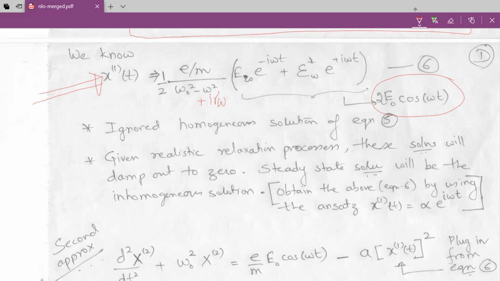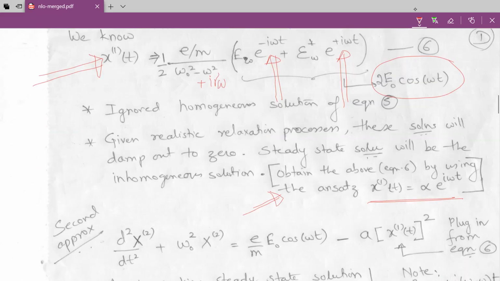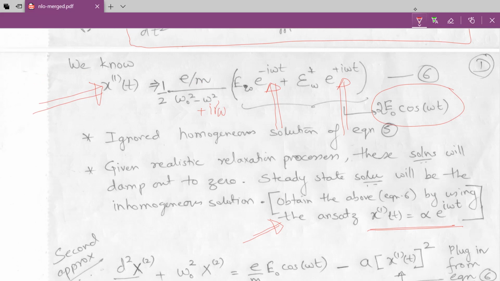So you can clearly see this exponential plus minus i omega t kind of dependencies which are there. This is the steady state solution in time. And the way to obtain this inhomogeneous solution, we have done that even earlier, is you look at such an ansatz that the solution goes like alpha times exponential i omega t, plug it back in the differential equation 5, collect the terms, and you would get this inhomogeneous solution.